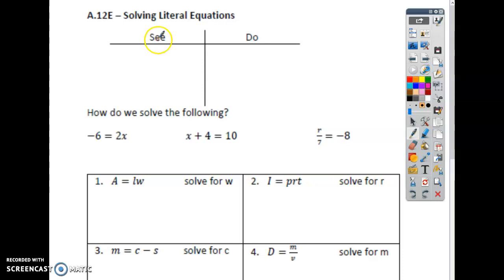When you see multiplication, what do you do? What is the opposite of multiplication? Division. So when you see multiplication, I want you to divide. Okay, that's what you're going to do. When you see division, what do I want you to do? Multiply. The opposite of division is multiply.